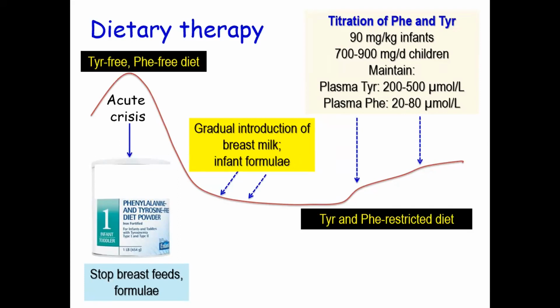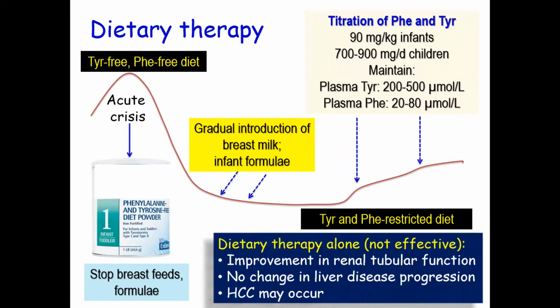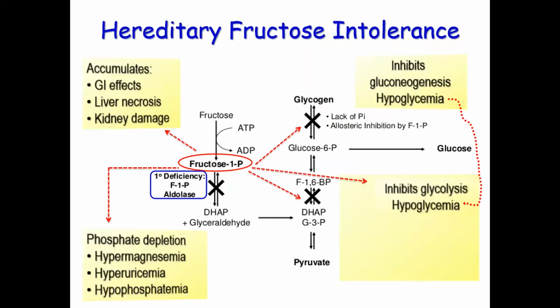The problem with Tyrosinemia in India is the confirmation. We don't have ready confirmation, so this is a difficult disease to treat. Dietary therapy alone is not effective, but dietary therapy alone can give rise to improvement in the renal tubular function, but it will not make any change to the liver disease.